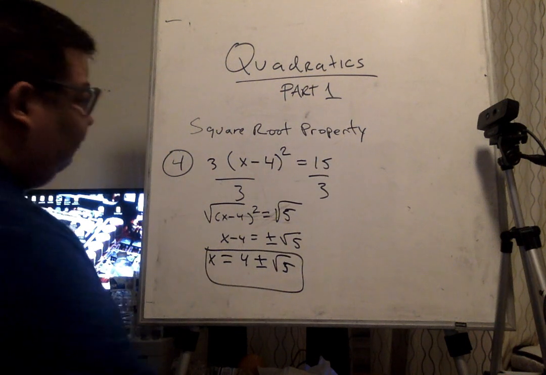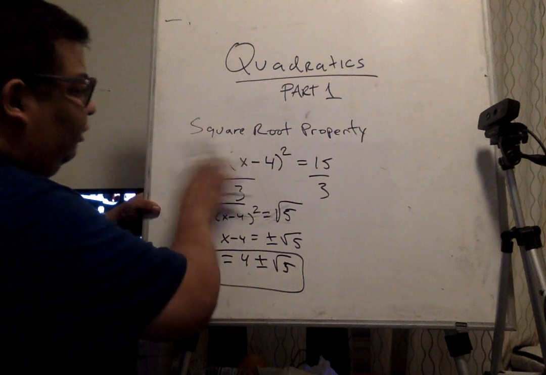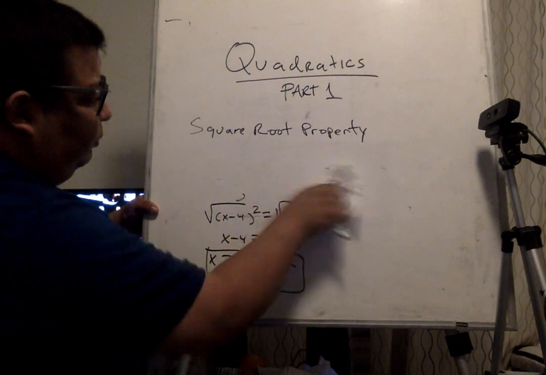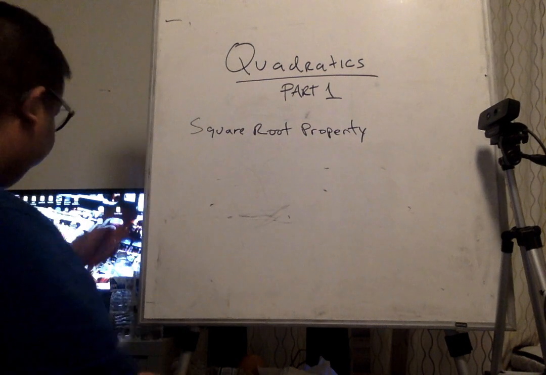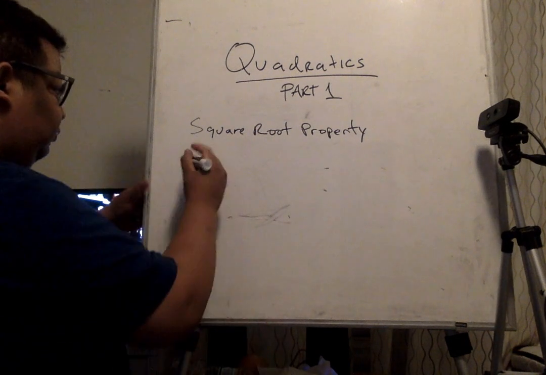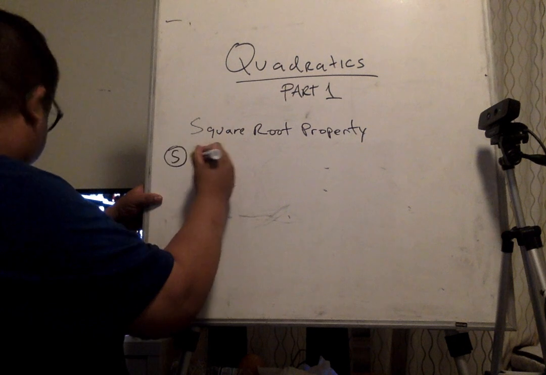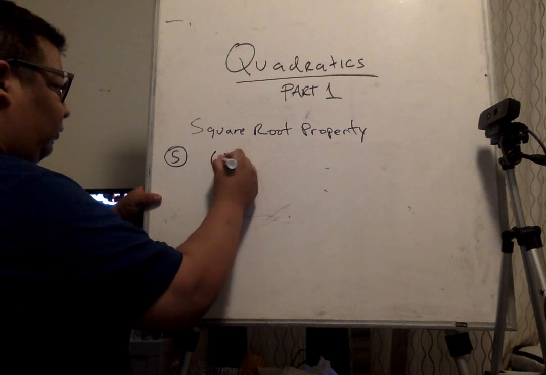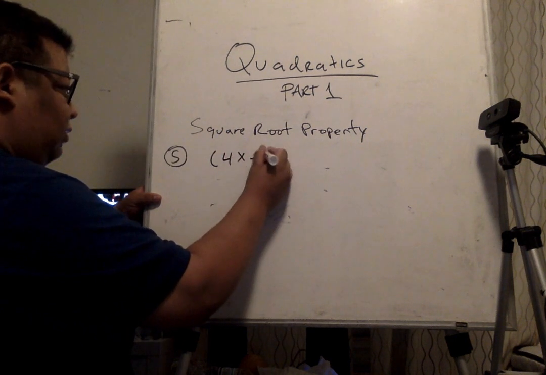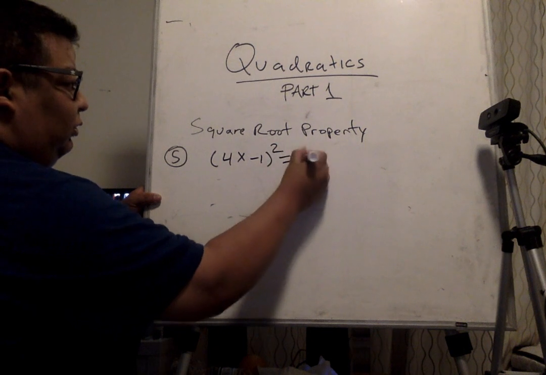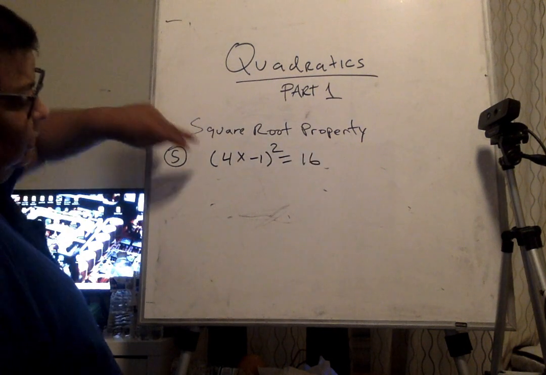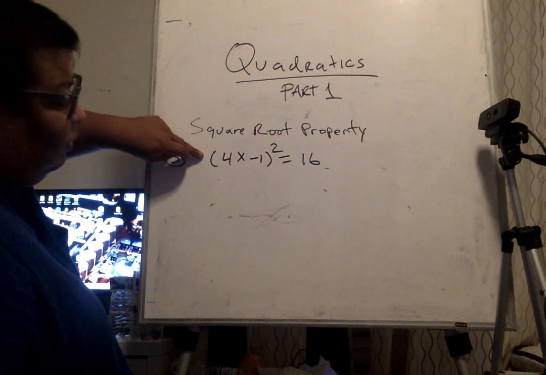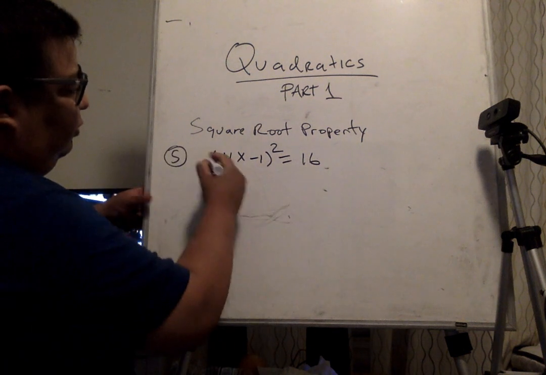Let's go to problem number 5. Our final problem for the square root property. So problem number 5 says that 4x minus 1 squared equals 16. This time we don't have a number here. So all we have to do is take the square root on both sides.